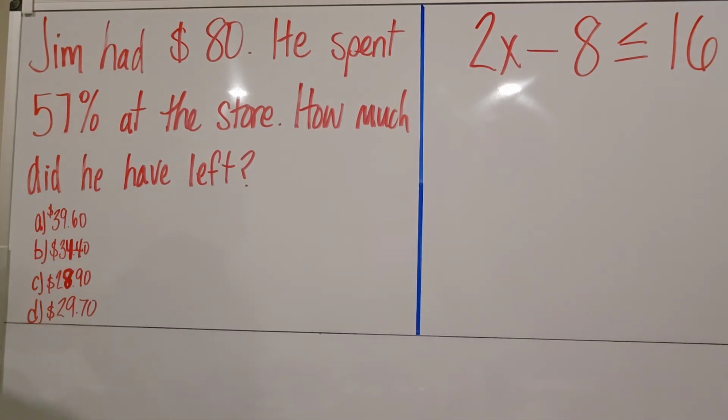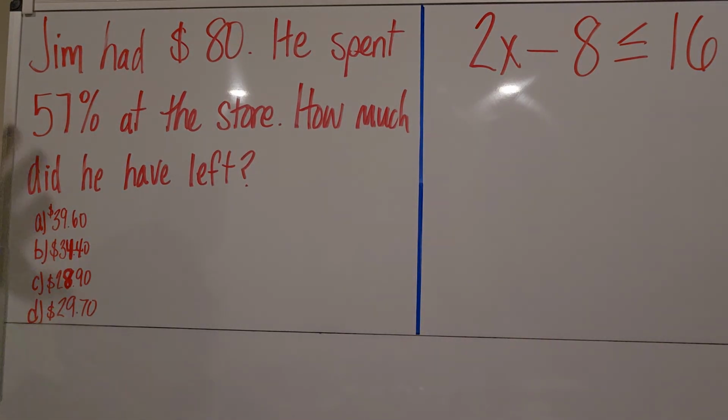We're gonna do a word problem here. Jim had $80. He spent 57% at the store. How much did he have left? Okay, so if he spent 57% at the store, what percent does he have left?